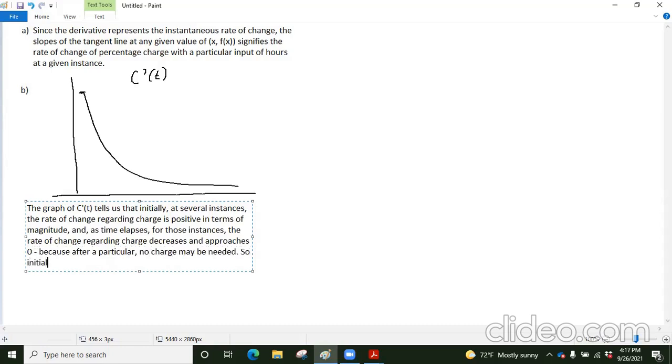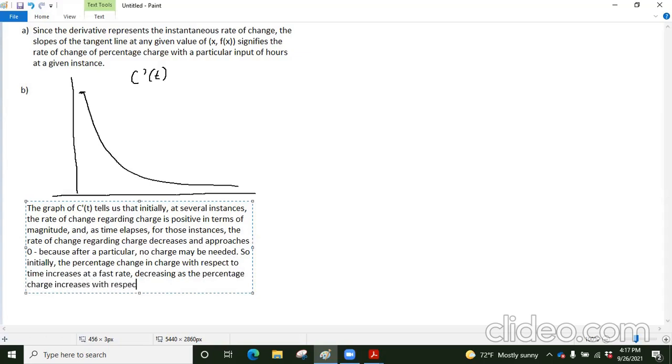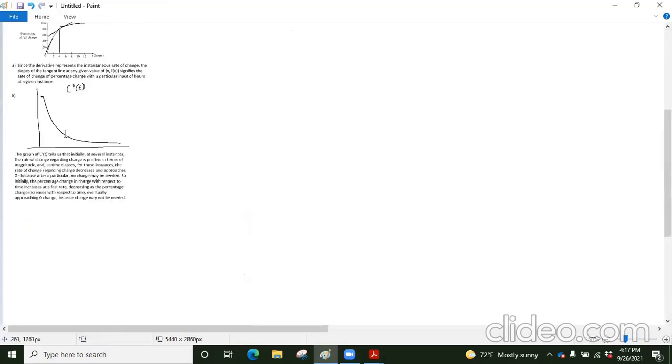So initially, the percentage change in charge with respect to time increases at a fast rate, decreasing as the percentage charge increases with respect to time, eventually approaching zero change because charge may not be needed. And that should summarize, I would say, this question.